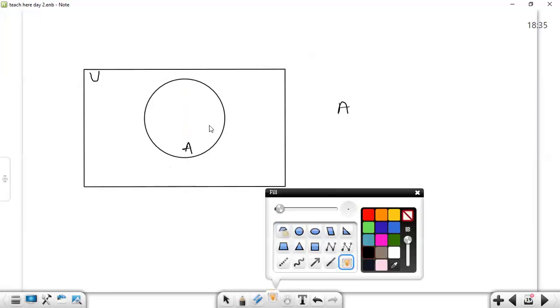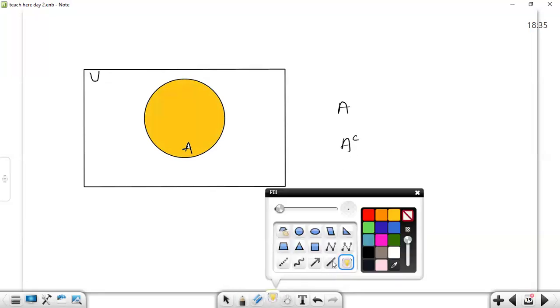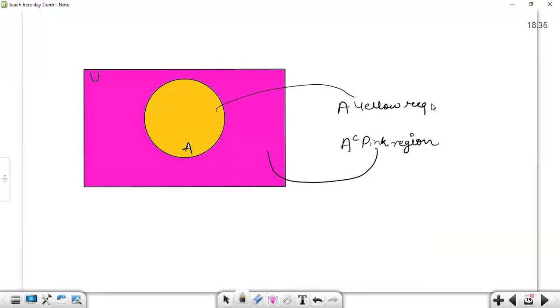Which yellow region? This yellow region. If we are saying complement of set A, it means that we are excluding set A and we are including whatever there is in the universal set. So it means this pink region. Okay, and set A is this yellow region. Okay, so complement of set A.